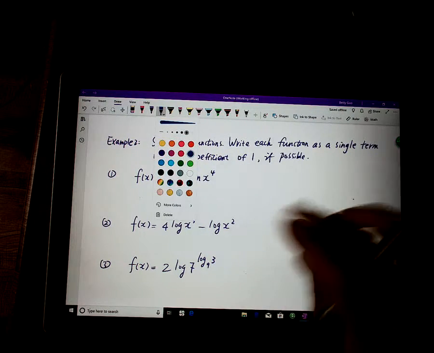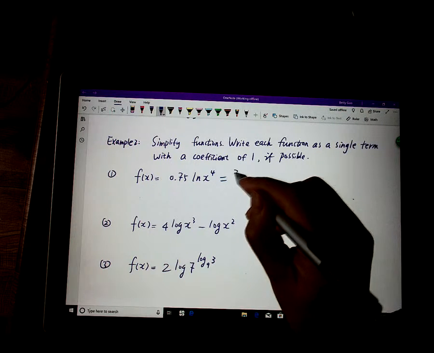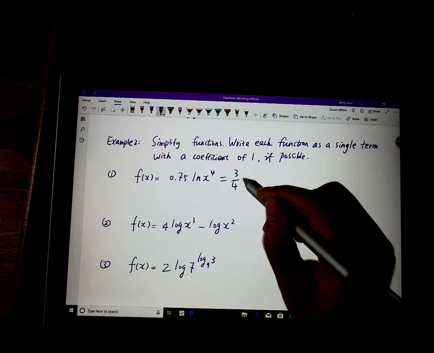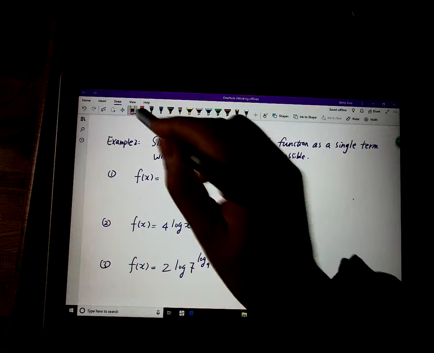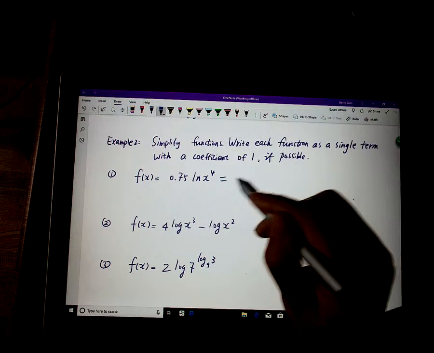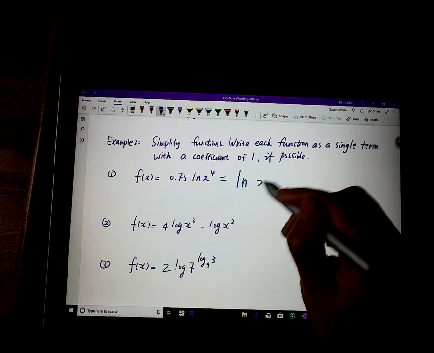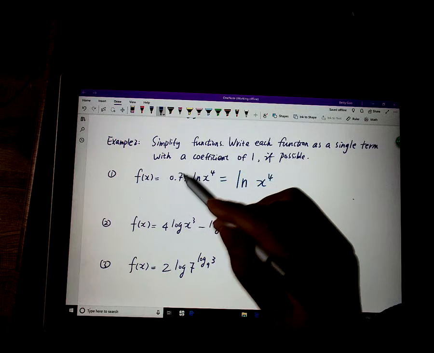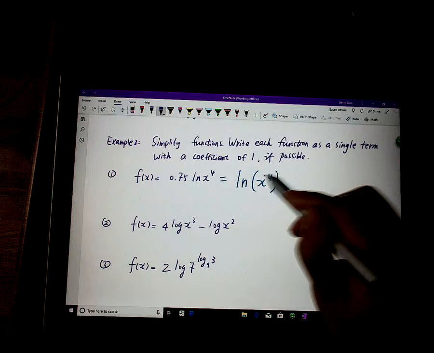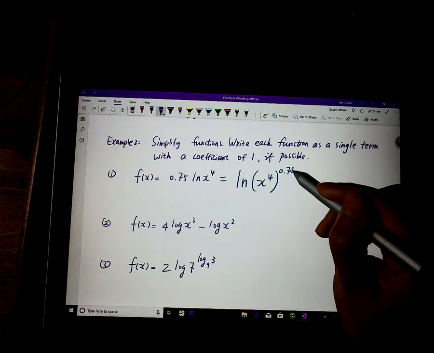Example 2, number 1. What is 0.75? Is that 3/4? Yes. So you don't have to rewrite that as 3/4. We can keep the decimal here. By the power rule, we are able to put the coefficient 0.75 on the shoulder of the argument right here. That's the power rule.